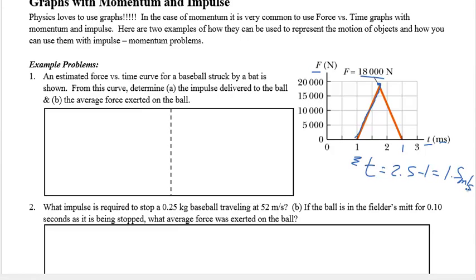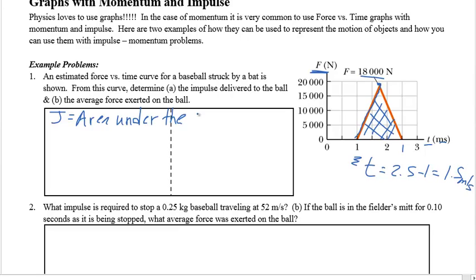Okay, so what you need to know about these graphs is that the area under the curve is the impulse, because impulse is force times time. So if you find the area under the curve, you're taking the force and multiplying it by the time. So the area under the curve is our impulse. Looking at the shape here, we have a triangle. So for this particular one, the area under the curve is 1/2 base times height.